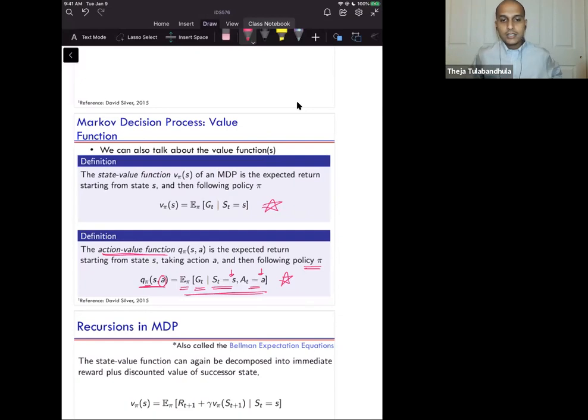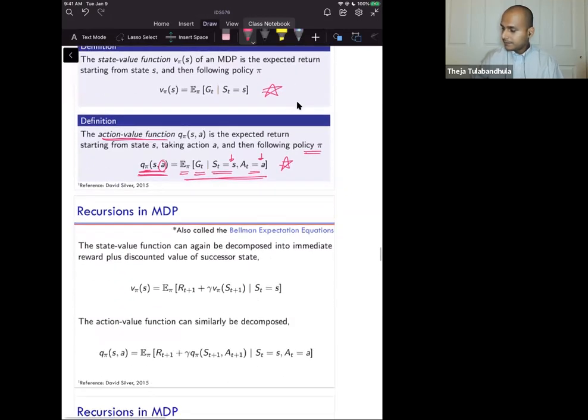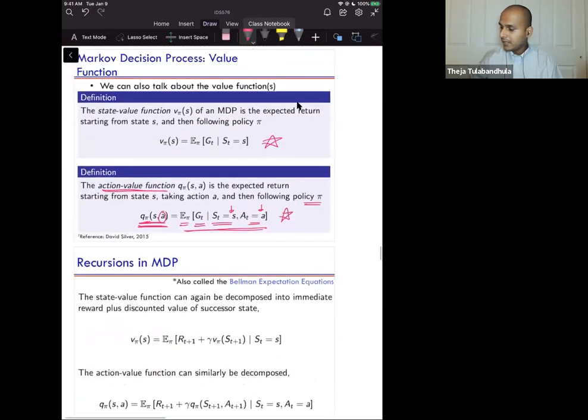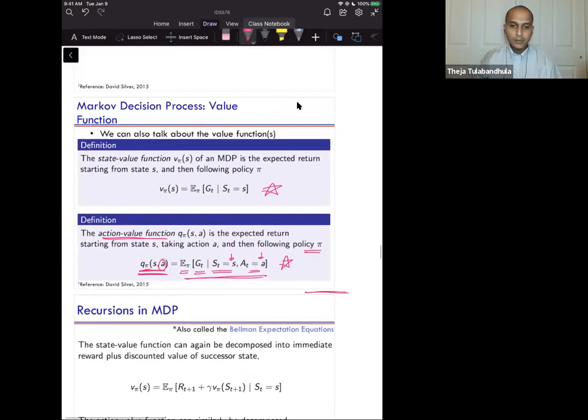You'll see that state action value functions are going to be very useful in deep reinforcement learning that we're going to see next week, but also in a very classical algorithm called Q-learning, which we will also cover early next week. Since I'm running out of time, let me stop here. Are there any questions at this point?